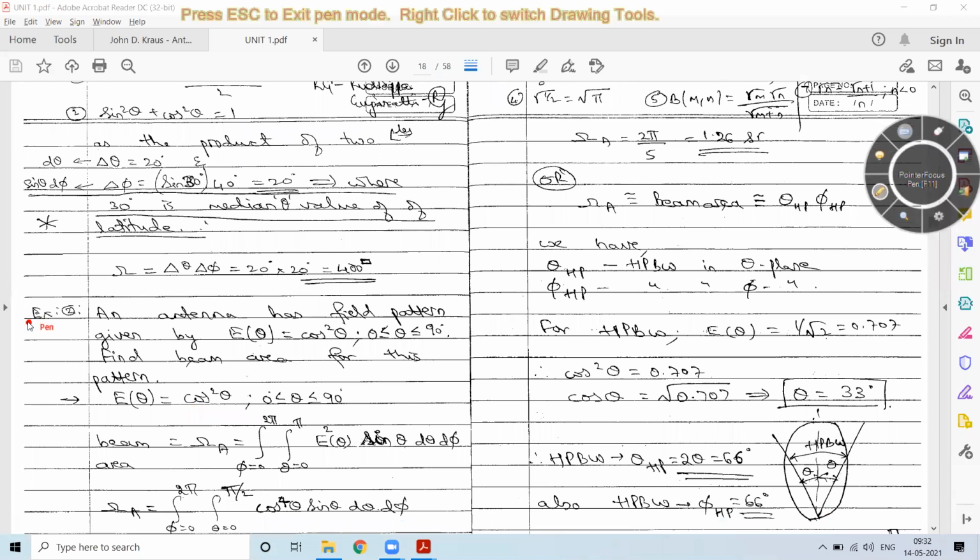So we'll consider another example. An antenna has a field pattern which is given by E theta is equal to cos square theta, and theta is in the range of 0 to 90 degrees. Find the beam area for this pattern.